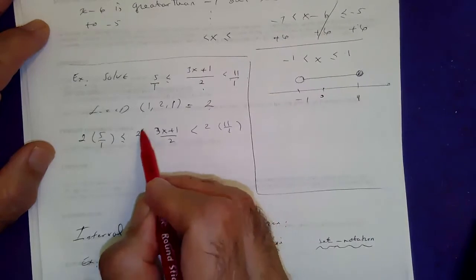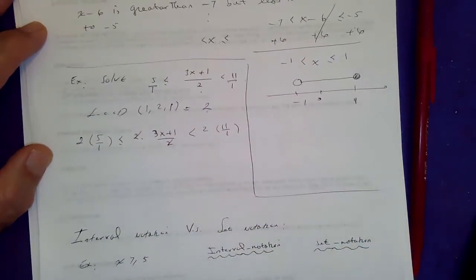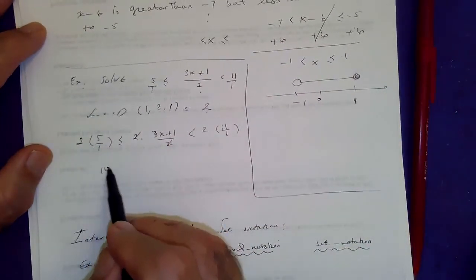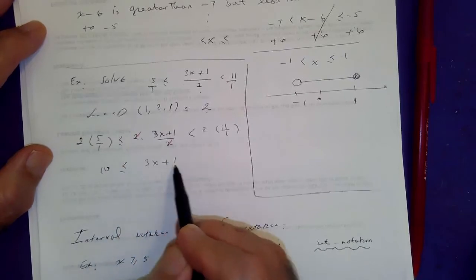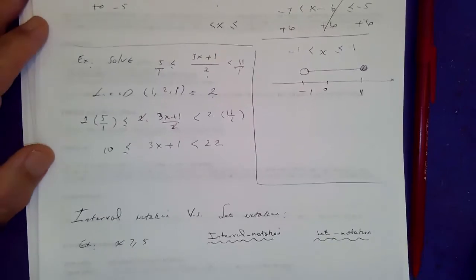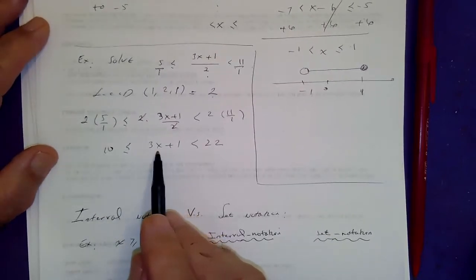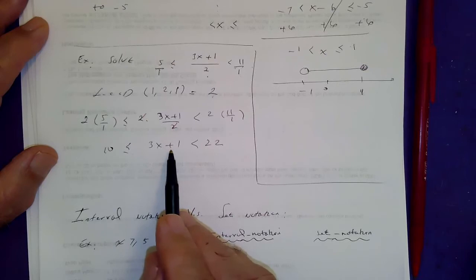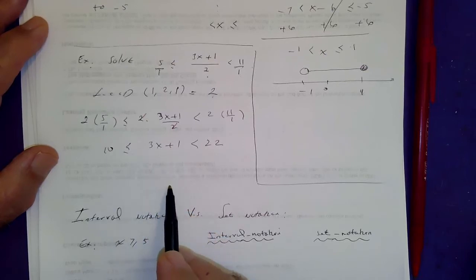So in the middle, the 2's cancel. On the left side, you get 2 times 5, which is 10. On the right side, you get 22, because that's 2 times 11. Now try to isolate the middle for x. You should have nothing but x in the middle.